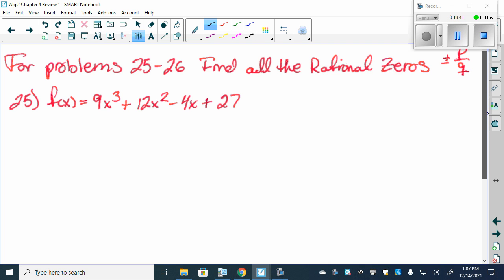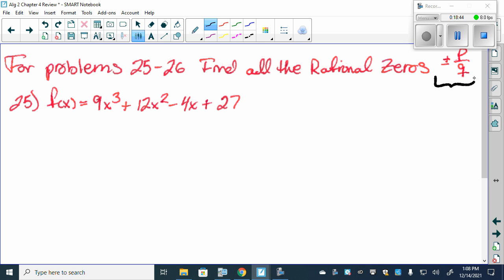Find all the rational zeros, plus or minus p over q. Do we want to look at 25 or 26? Which one?